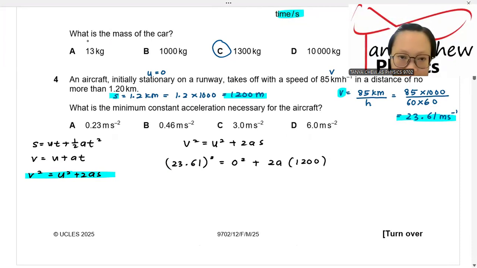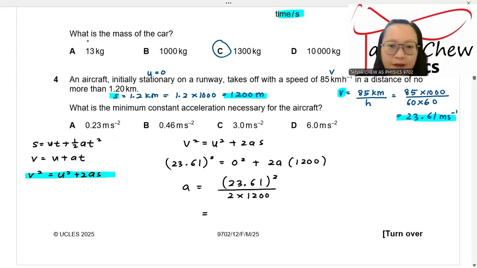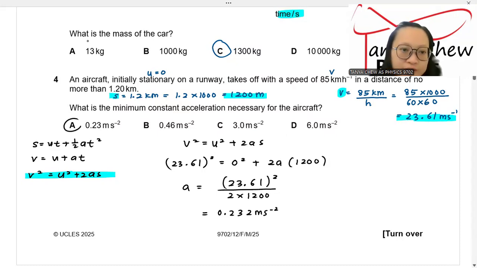Okay, I make a as a subject. So a is equal to 23.61, but you have to square it divided by 2 times 1,200. So then you get an answer. I square it first and then divide it by 2 times 1,200 and I got 0.232 meter per second square. So the answer is A.